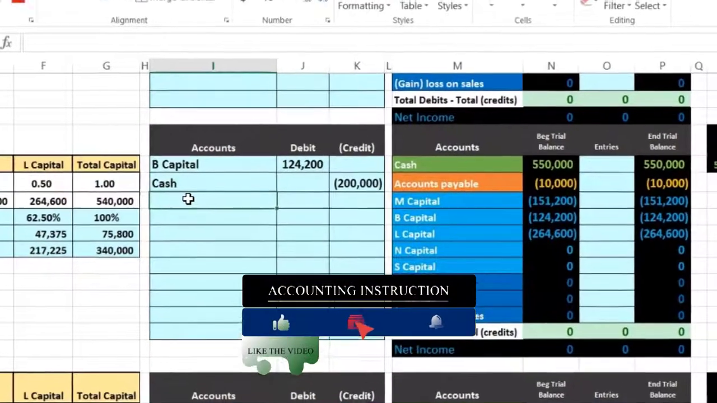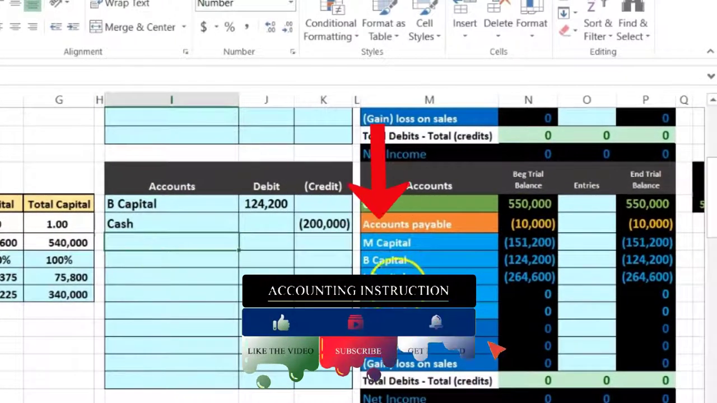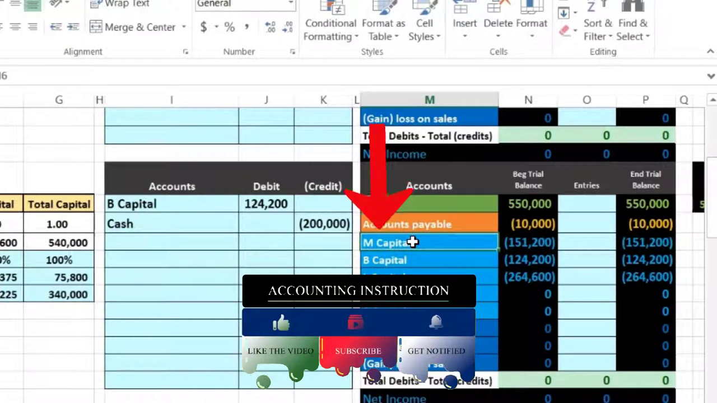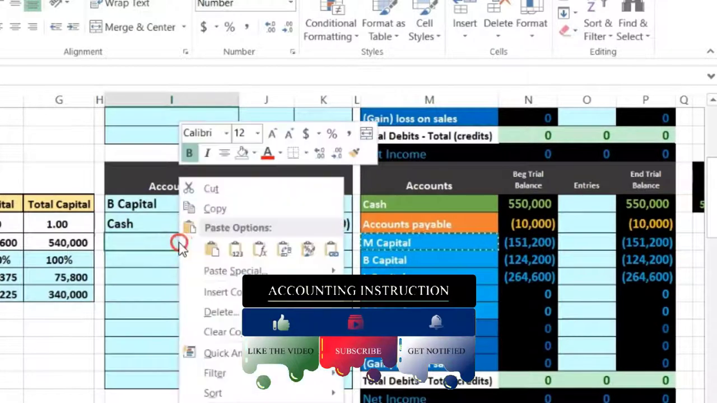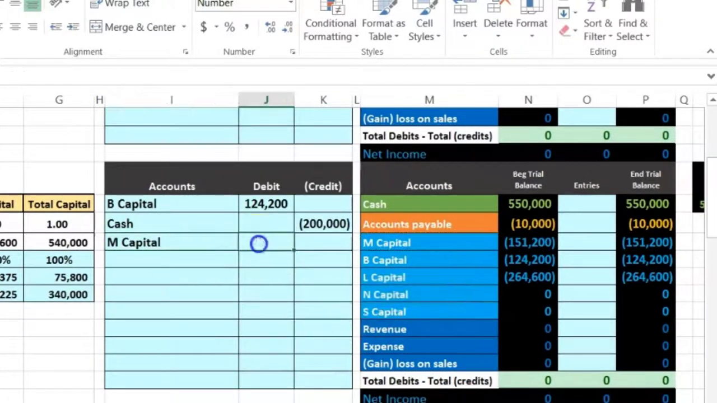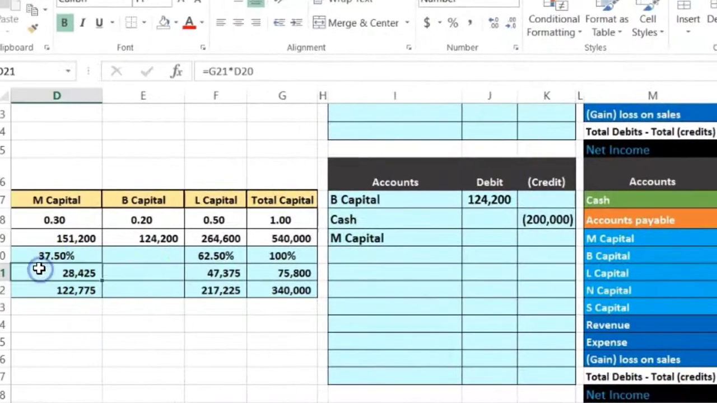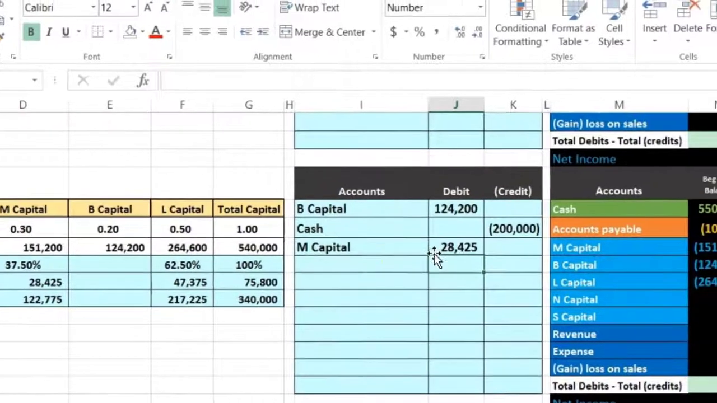So we're going to need a debit to the other two partners, the other two partners being M here. So I'm going to copy M's capital account. Going to paste that in I-19, right click, paste it, 123. And then we're going to reduce this capital account with a debit. So this is a credit here represented by the brackets. We need to make it go down. We're going to do the opposite thing to it, which is a debit. We're going to debit it by the 28,425, which should bring it down to the 122,775. Therefore, we're going to have the 28,425 here.